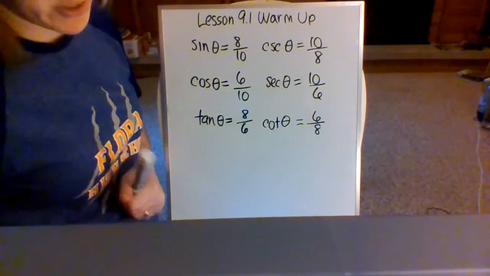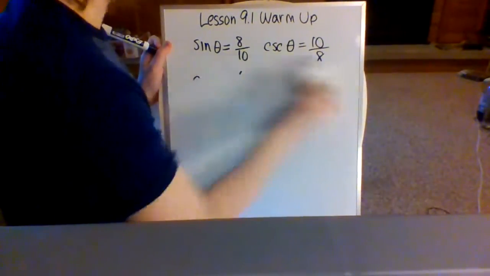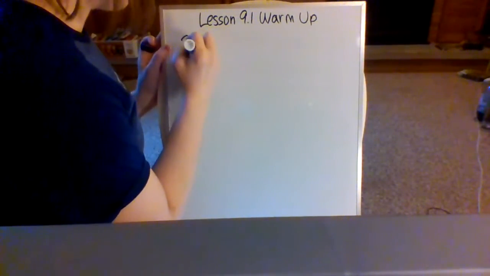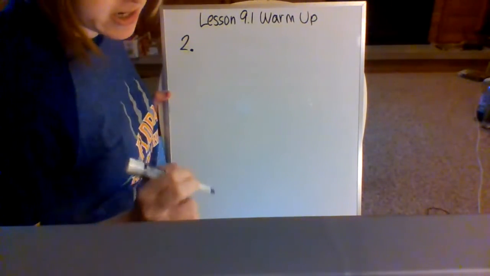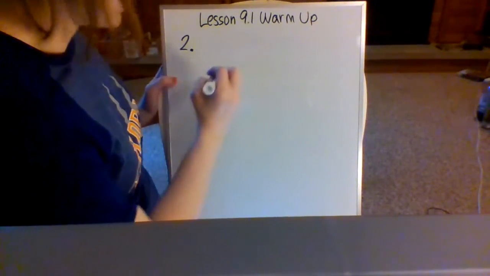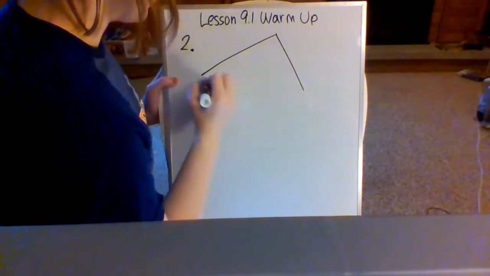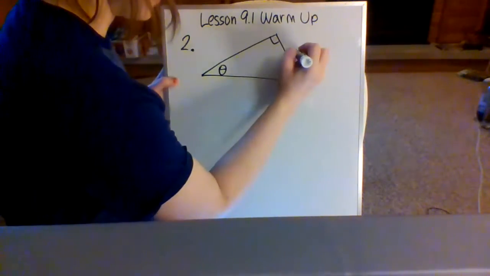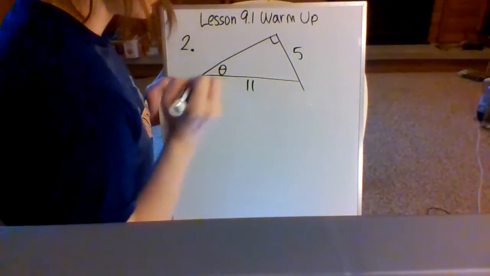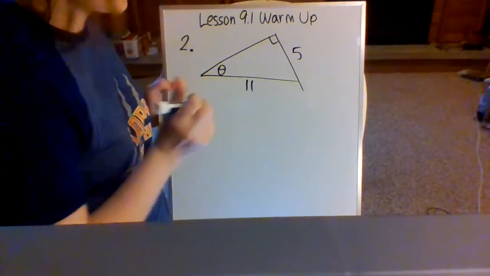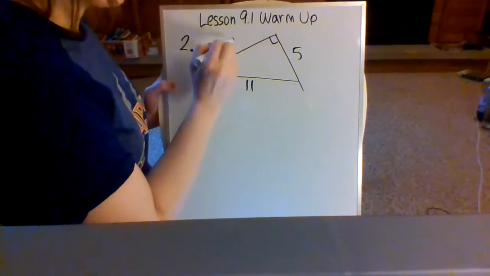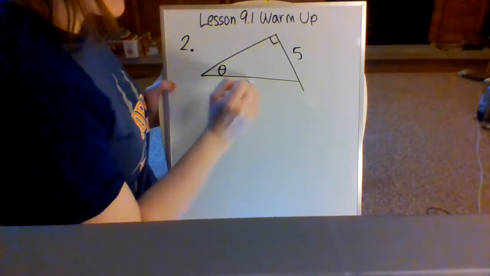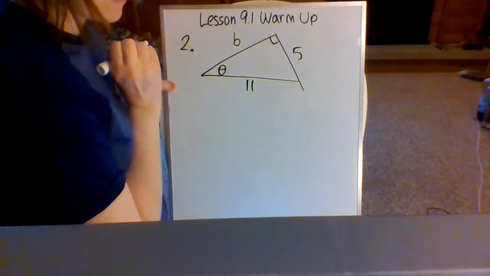Now we're going to do problem number 2. On problem number 2, we're first going to find a missing side using Pythagorean theorem. So we're going to draw the triangle first. Okay, so this is my right triangle. As you can see, theta is here. I need to find this side. So I have 5 and 11. 11 is the hypotenuse. I'm going to label this side B.